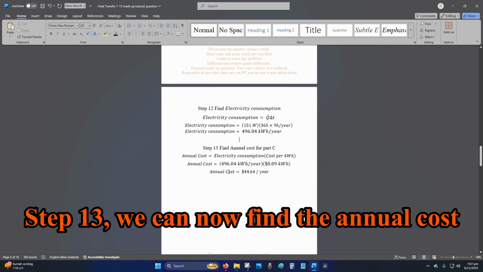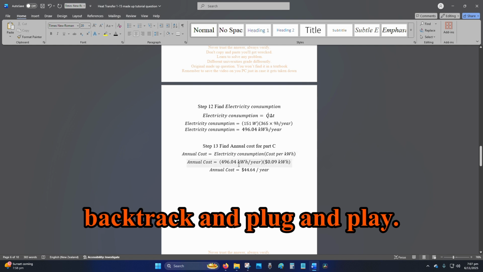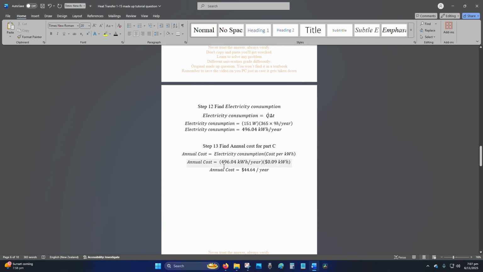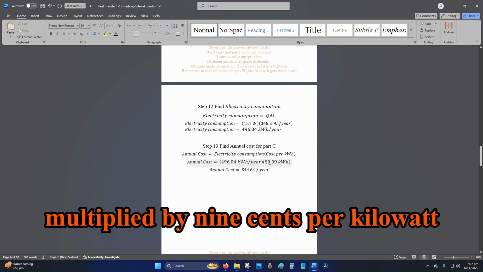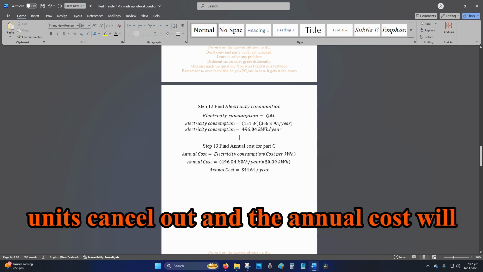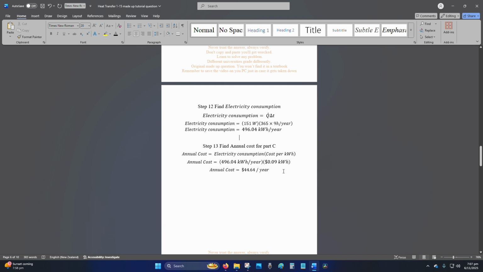Step 13, we can now find the annual cost for part C. So now we just backtrack and plug and play. So 496.04 kilowatt hours per year multiplied by 9 cents per kilowatt hour. The kilowatt hour units cancel out, and the annual cost will be $44.64 per year.